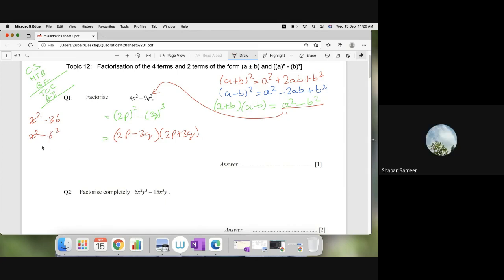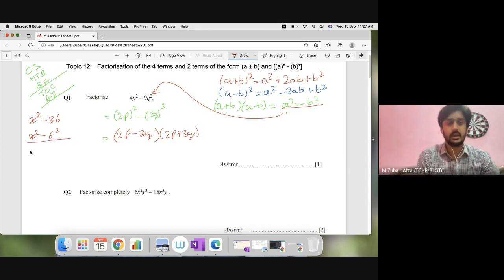Another example, if I have 25 minus 16t square, may I write 5 square minus 4t square, in order to change the shape into the third identity? That's the reason why we've converted it into 2, because I needed a whole square. I can call this A and this B. Do not forget to write your answer in the answer space. So that's 2p plus 3q.